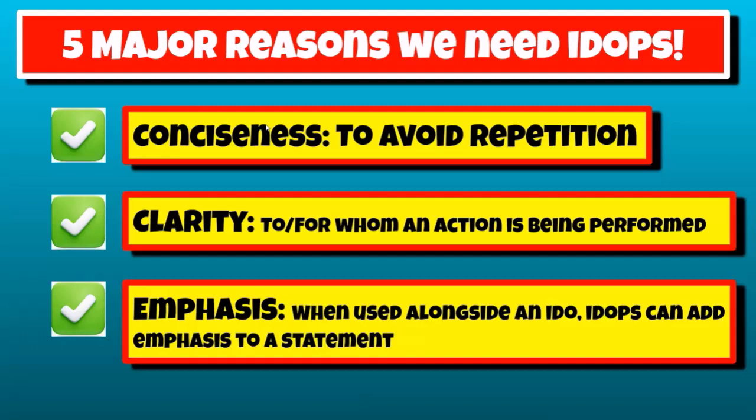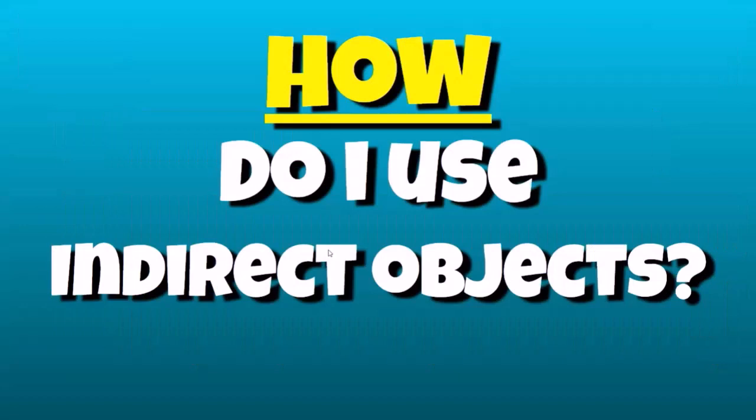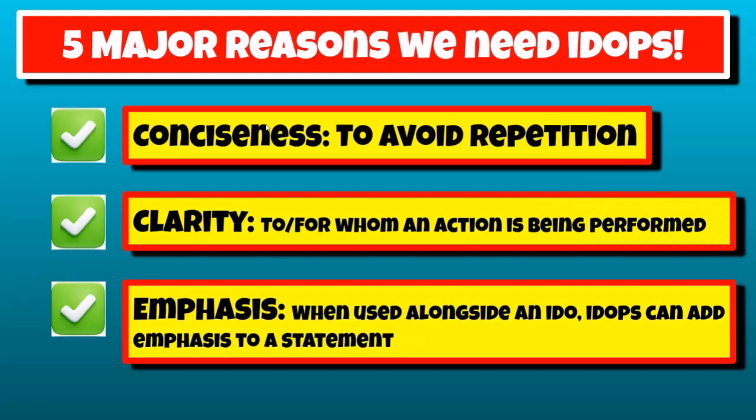We also use IDOPs to provide clarity. We want to know to whom or for whom an action is being performed. And if you were with us in the last video of this series on indirect objects, you know that indirect objects and indirect object pronouns answer 2 questions. We're going to cover that in a little bit. Let's get through these major reasons.